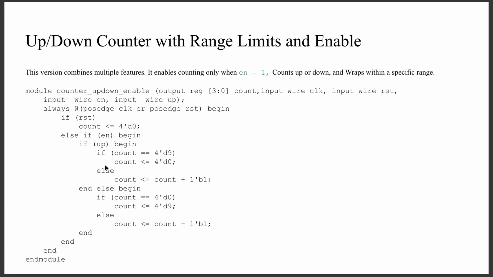And then finally, an up-down counter with range limits and enable. So we combine the features that we previously learned. If we reset, it's 0, else if enable is true, if up, we count up, but if count is 9, then we reset to 0 first, else if count is 0, we reset to 9, and then we decrement the counter.